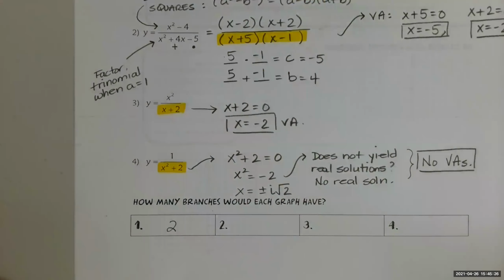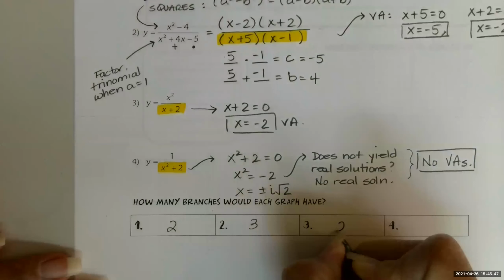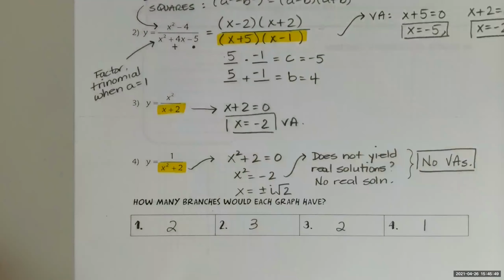I would like you to please go do numbers 2, 3, and 4. I'm going to give you about 10 seconds. Go. All right. So the answers to these you should have is a 3, a 2, and a 1. Those are the number of curves or branches you would draw if you had to draw these right now. Okay, moving on to the next page.